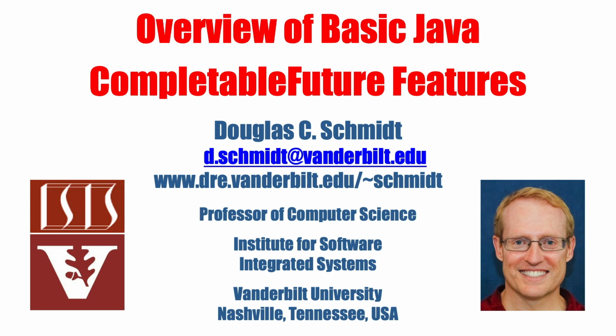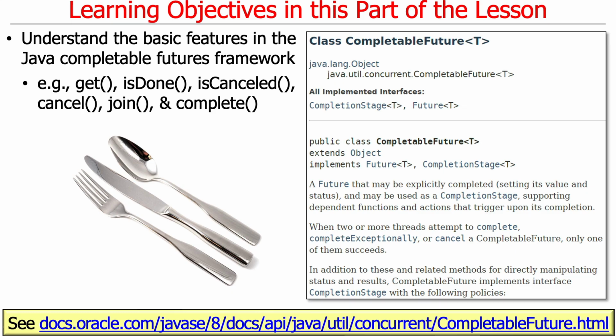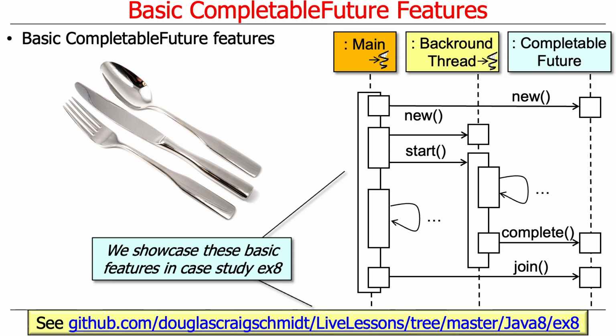So today we're going to start going into more detail about how to program with completable futures. We're going to start initially by discussing basic completable future features. These would include things like the get and join methods, isDone, isCancelled, cancel, complete, and so forth. We're going to showcase these basic features in the context of case study EX8, which you can get at the EX8 project in my Java 8 folder in the LiveLessons GitHub repository.